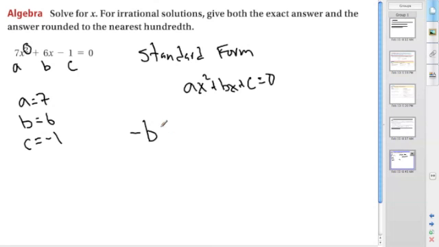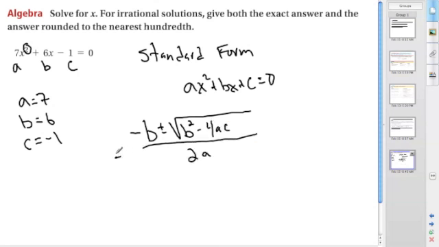Quadratic formula is negative b plus or minus the square root of b squared minus 4ac, all over 2a, and that is what x equals. Again, you should know this formula from your Algebra 1 class and or Algebra 2. Geometry, I'm not going to show you how to arrive at the quadratic formula. So now you just substitute.